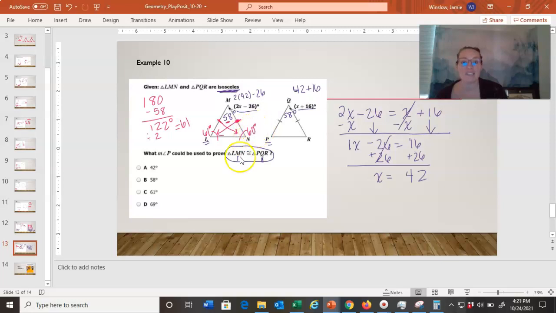And again, that's because the sides across from them are the same, which we knew because they were marked. And these are going to be the same. Ooh, 61, because they're corresponding. So our answer is C.